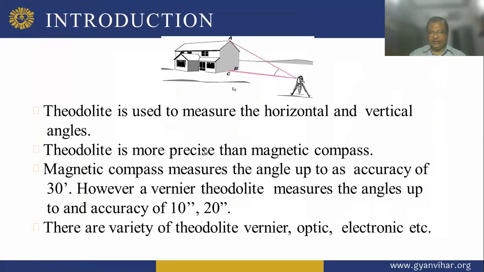Now, the theodolite is used to measure horizontal and vertical angles. That is its quality. Suppose, my dear boy, you want to measure this house height. See, this is the house height.